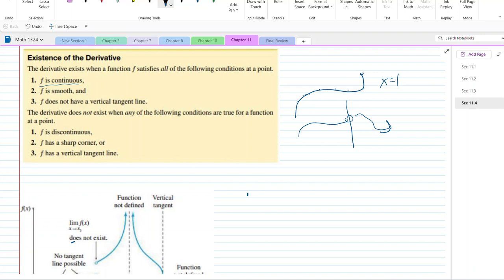All right. The derivative does not exist when any of the following happen. It is discontinuous, right there, discontinuous. It has a sharp corner, and we call that a cusp in Cal 2. And the function has a vertical tangent line, vertical, up and down, that guy.